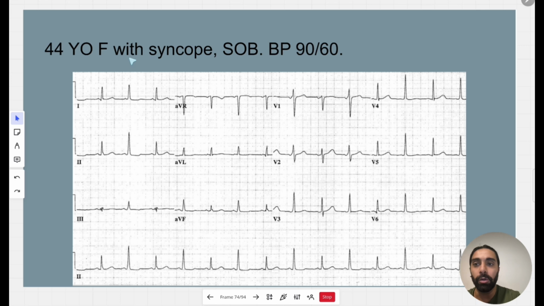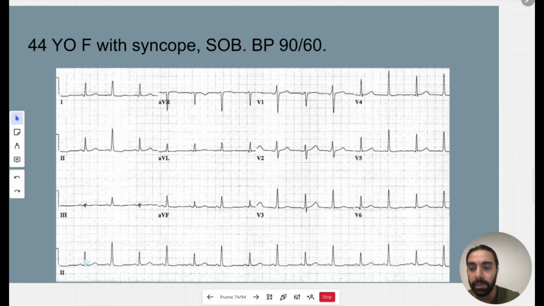You have a 44-year-old female with syncope, she's short of breath, and she's hypotensive. So review this EKG. The main thing that I notice here is that the QRS amplitude is small, then big, then small, then big, then small, then big. So that's the big hallmark finding here.